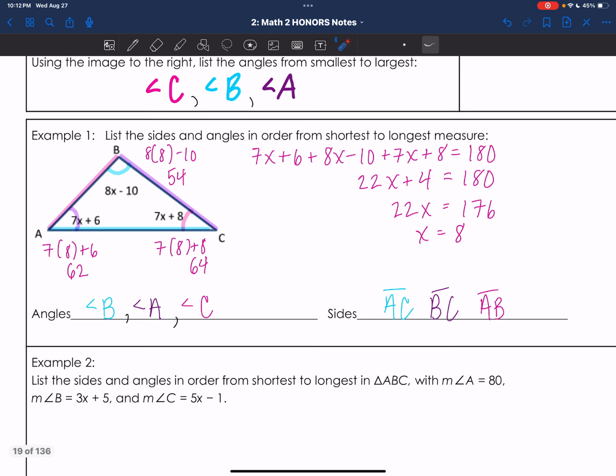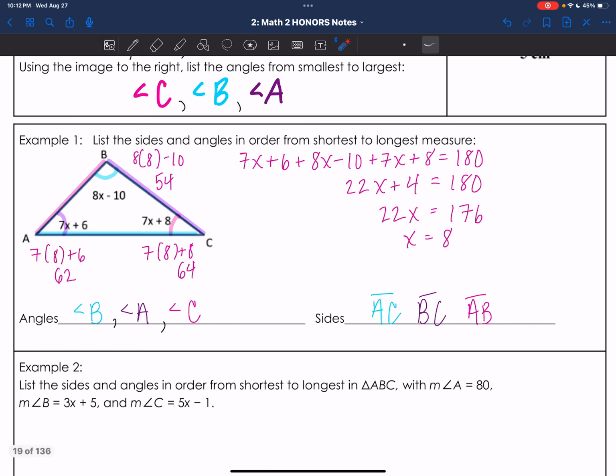All right, so let's look at example 1. It says list the sides and angles in order from shortest to longest. So first we need to figure out what the angles are. We're going to take the 3 interior angles and add them together, and we're going to set them equal to 180 because that's how many degrees are in a triangle. Once you simplify this, you're going to get x equals 8.